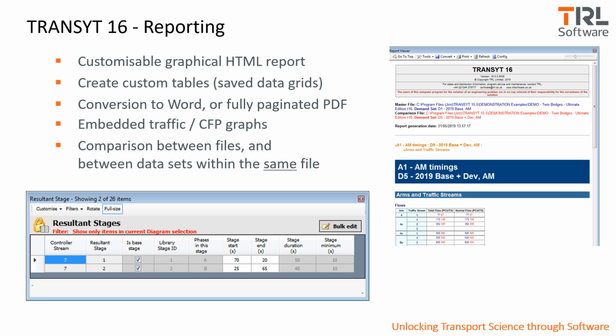You have the customizable tables that I mentioned earlier that are saved through the data grid system. These can appear in the report as you require. You can also have the option of converting the HTML report into Word or into fully paginated PDF. You can embed traffic and cycle flow profile graphs into the report as well. And finally, you've got great facility for comparing data within a file, either internally between different data sets. So if you want to make sure that two data sets have exactly the same differences that you expect to see between them, you can do that within the one file, or you can compare two completely separate files to see how they compare with each other.